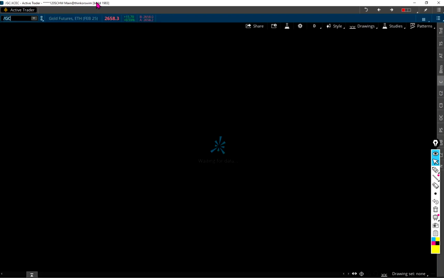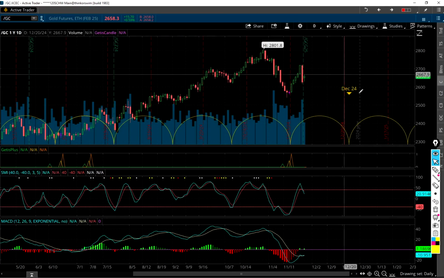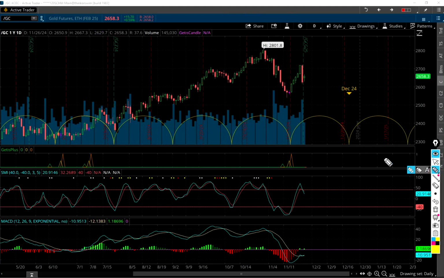Let's look at gold. I think gold is gonna go short. I think it's gonna lose some more. Looks like this is gonna stay negative. Looks like gold's gonna pull back some more here. I think gold's in trouble here.